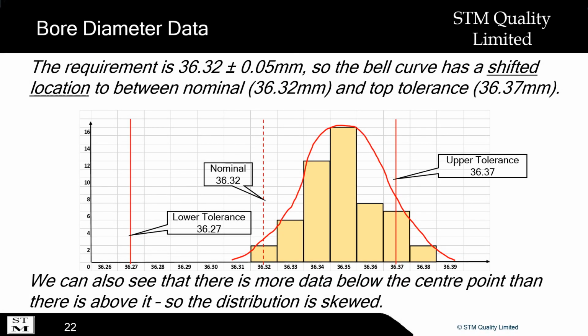Let's look at the bore diameter data again. The requirement is 36.32 plus or minus 0.05 millimeters. So the bell curve has a shifted location to between nominal 36.32 millimeters and top tolerance 36.37 millimeters. We can also see that there is more data below the center point than there is above it, so the distribution is skewed.